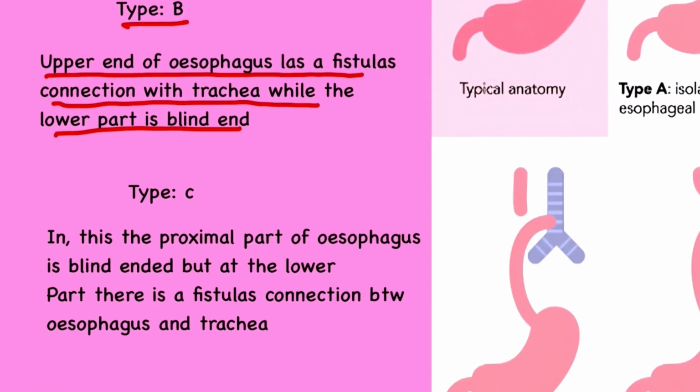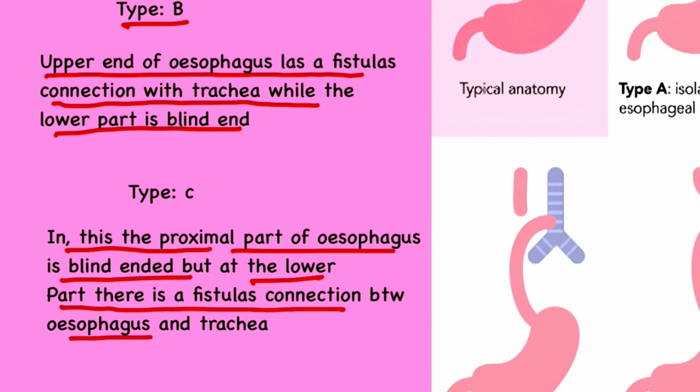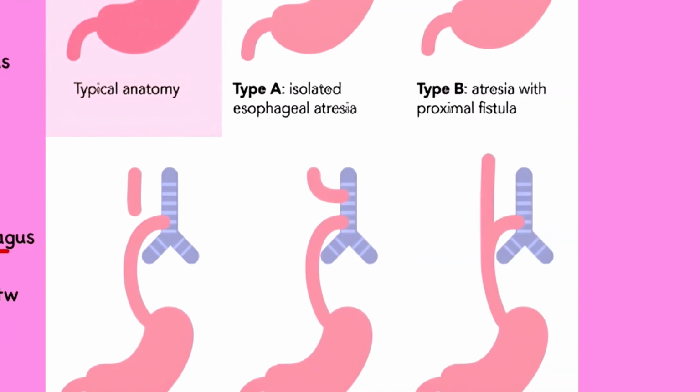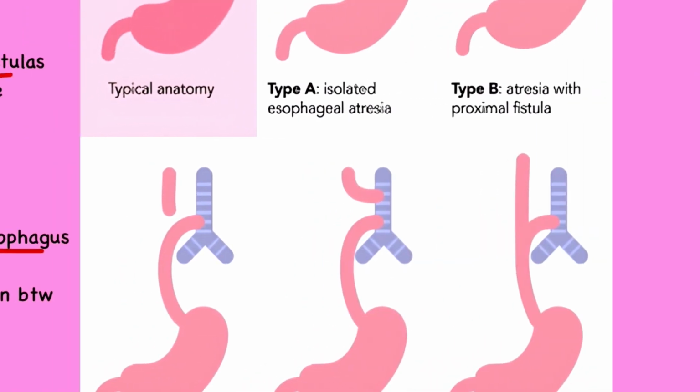Next, type C. In type C, the proximal part of the esophagus is blind-ended, but at the lower part there is fistulous connection between esophagus and trachea. Here we can see the lower part of the esophagus is connecting to trachea while the upper part is blind end.